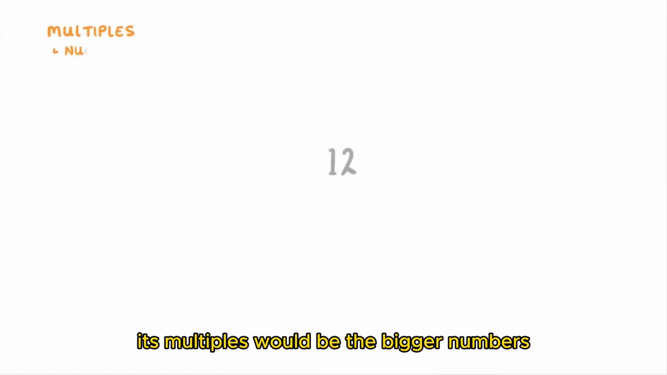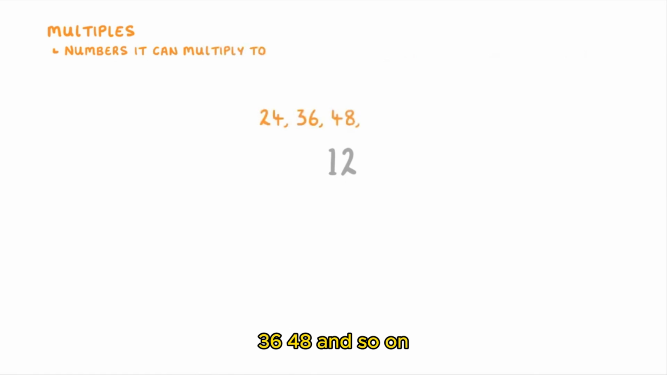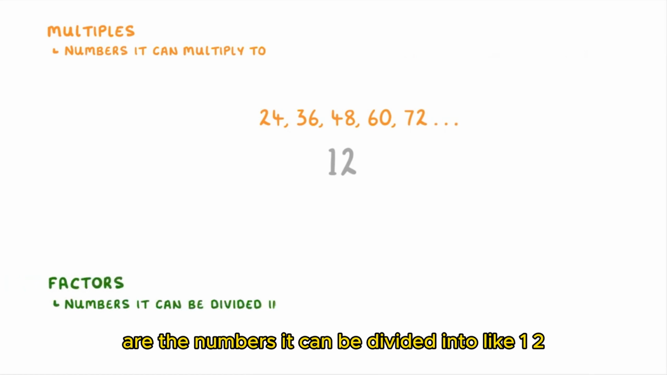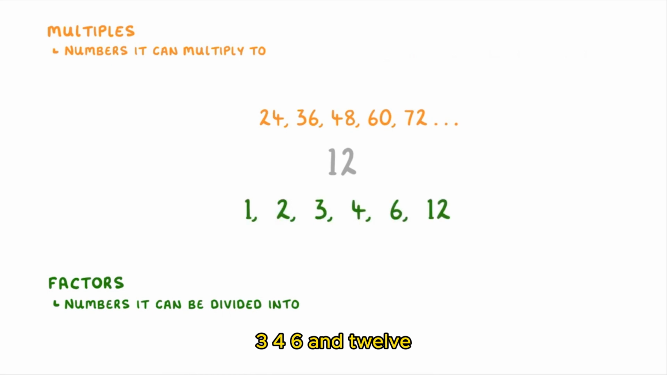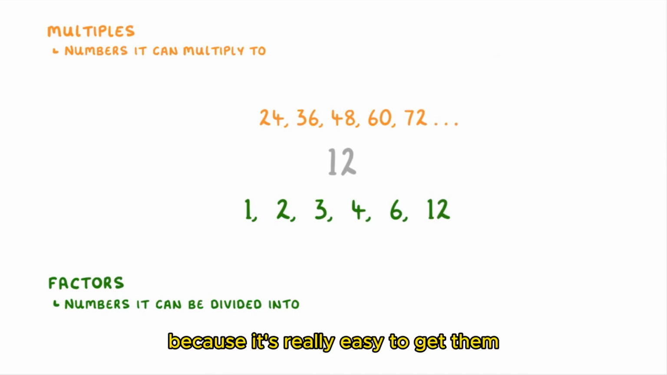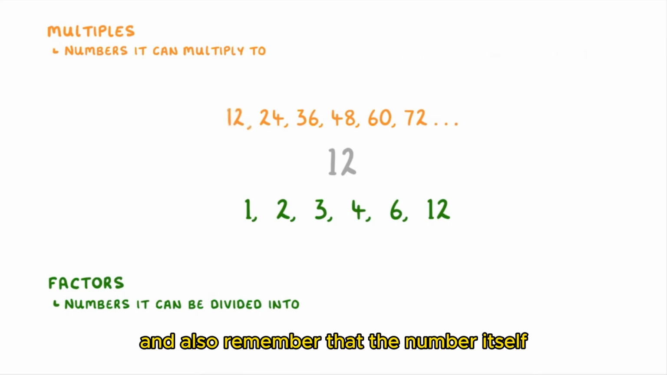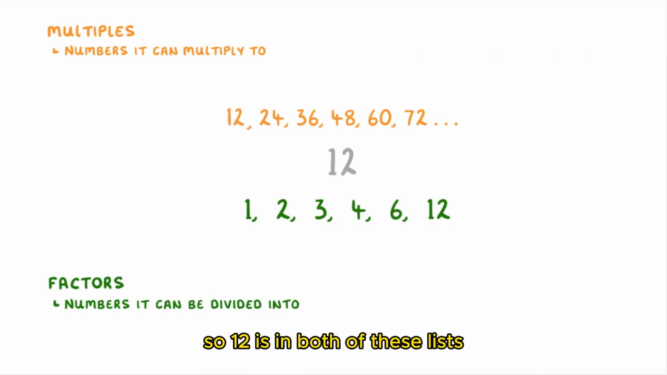So to quickly sum everything up, if we took a number like 12, its multiples would be the bigger numbers that it can multiply to, like 24, 36, 48, and so on. Whereas its factors are the numbers it can be divided into, like 1, 2, 3, 4, 6, and 12. Just make sure that you remember which one is which, because it's really easy to get them the wrong way around in exam. And also remember that the number itself counts as both a multiple and a factor. So 12 is in both of these lists.